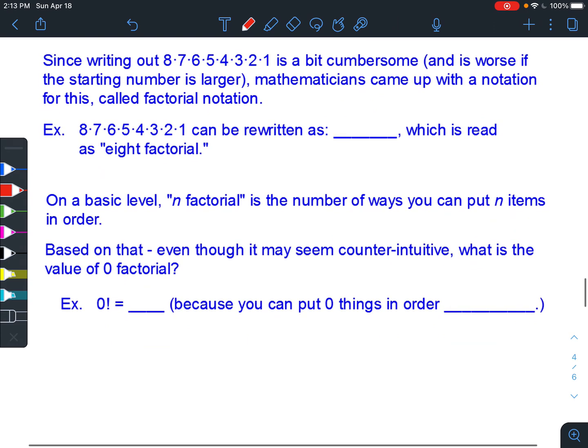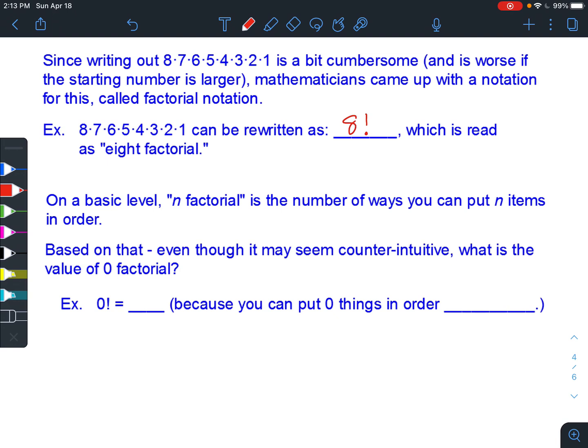Okay, now since writing that 8 times 7, etc. is a bit cumbersome, and worse if the starting number is larger. Imagine doing like the Chicago Marathon when you've got thousands of runners, what that would work out to be. Mathematicians came up with a notation for this, and it's called factorial notation. Okay, so 8 times 7 times 6, etc. can be written as 8 with an exclamation point after it. Okay, now that's not us being really excited about the number 8, but it is read as 8 factorial.